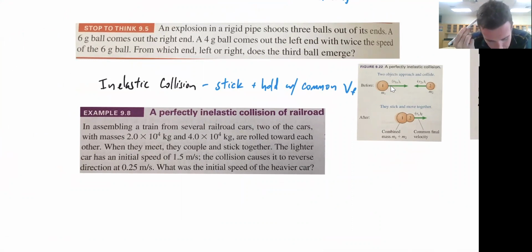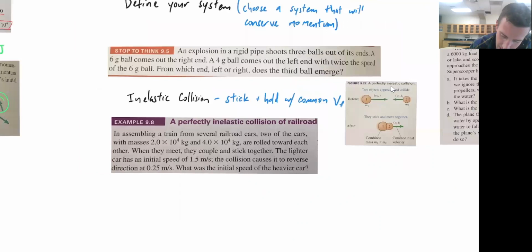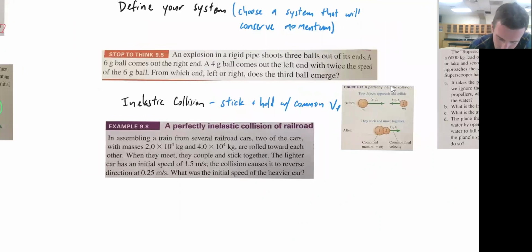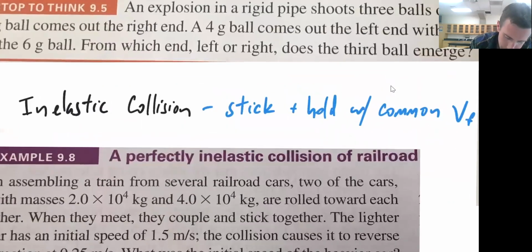Stop and think. An explosion in a rigid pipe shoots 3 balls out of its ends. A 6-gram ball comes out of the right end. A 4-gram ball comes out of the left end with twice the speed of the 6-gram ball. From which end, left or right, does the third ball emerge? Ooh, okay. So let's draw this out. I have my pipe here.